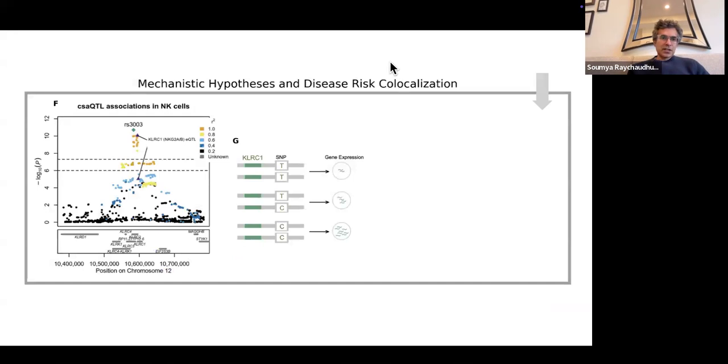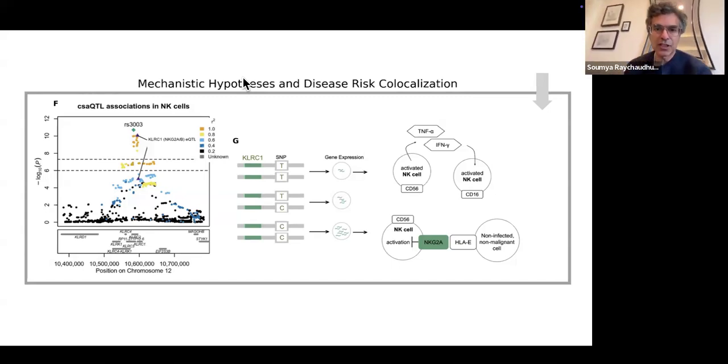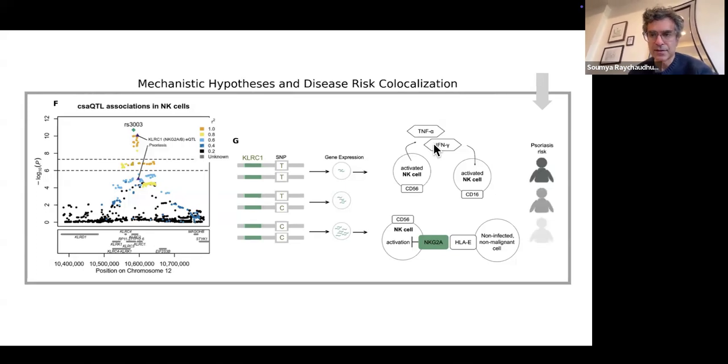Here's the SNP in this locality. It's a SNP that's near a gene called KLRC1, which is an important gene for NK regulation. We have some ideas about what we think is going on. HLA-E interacts with NKG2A, which is the protein that is encoded by this gene, and that controls NK activation. So we think the SNP is interacting with the gene that's important in NK activation, and that's why we see an altered response to TNF or interferon gamma cytokines.